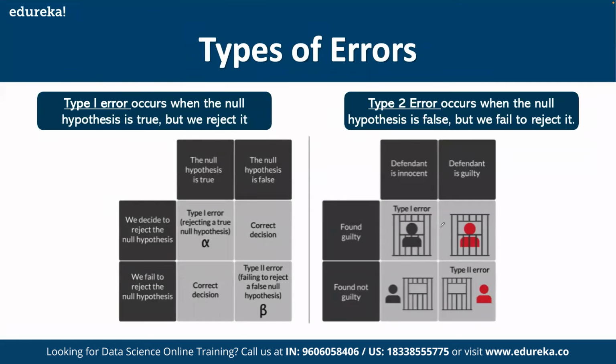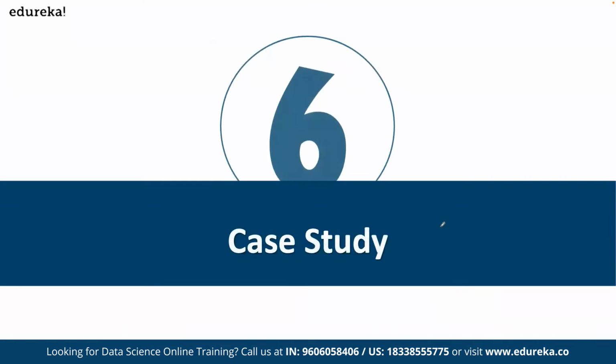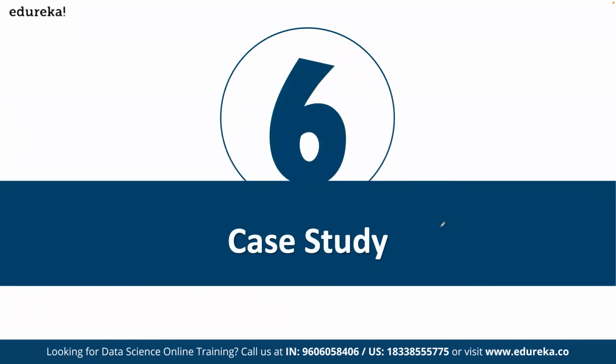Type 1 error means the null hypothesis is true, but we are rejecting the null hypothesis and going with the alternate hypothesis. That is a scenario we call a type 1 error. And we've got the type 2 error. This occurs when the null hypothesis is false, but we fail to reject it. So these are the two kinds of error that we generally come across while performing hypothesis testing.